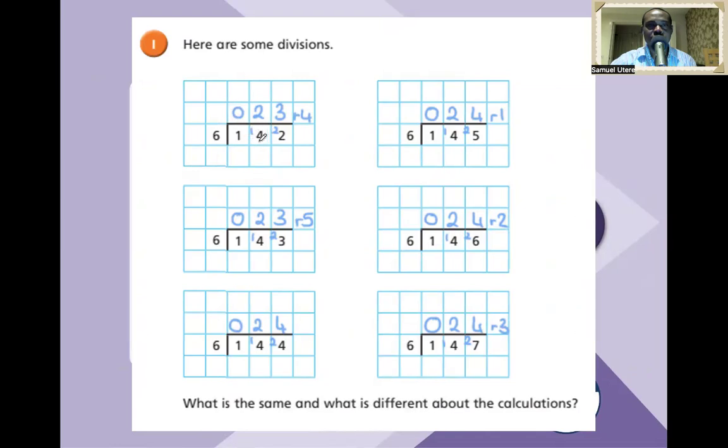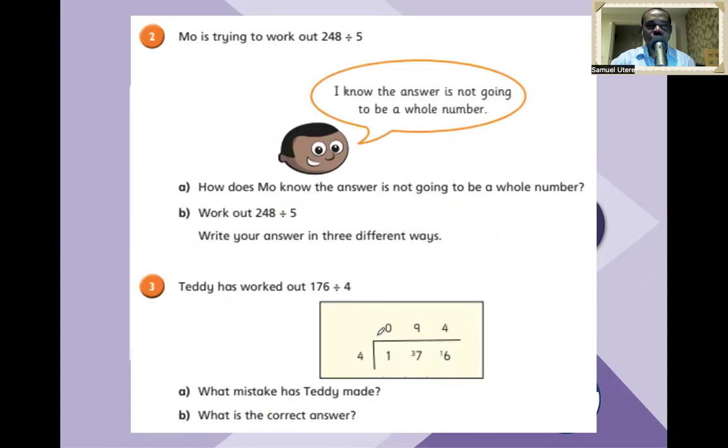Okay, that's now 14. From 14, we can get 2 groups of 6 because 14 divided by 6 is 2. 2 times 6 is 12. So our remainder is 2. And then we put it there. All right. And here are your answers. Okay. All right. Well done. If you got it wrong, you can go over it again and practice and practice and practice. All right. Pause the video and answer questions 2 and 3 in 4 minutes.